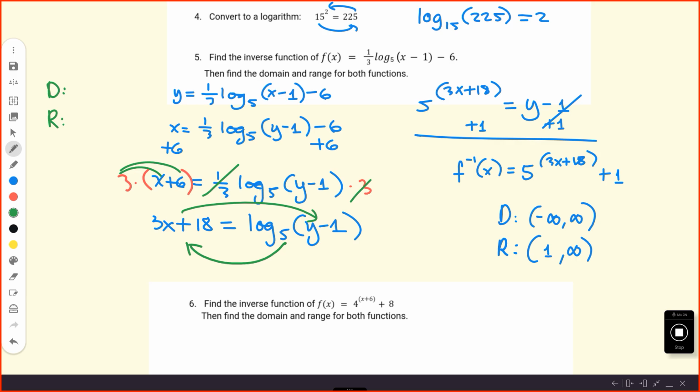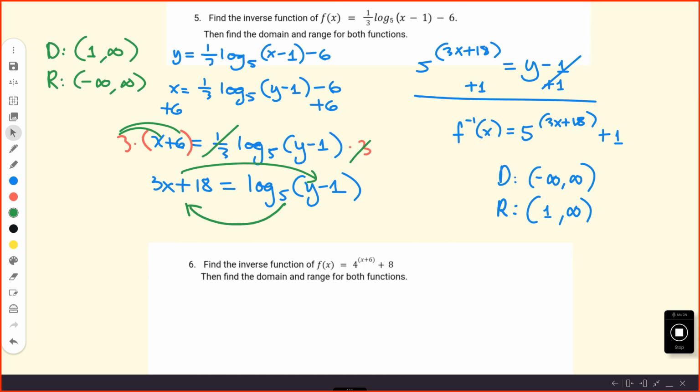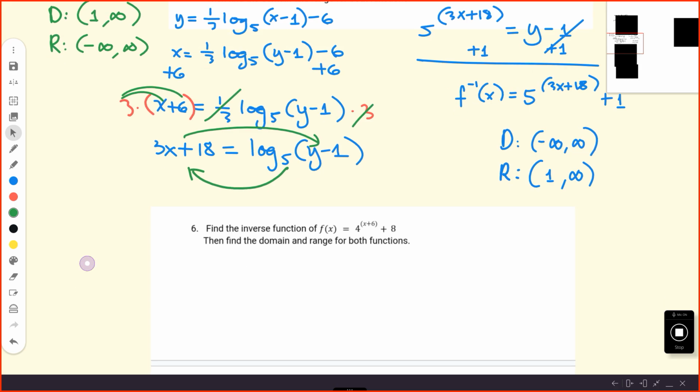All right. So again, we just have to flip this. So I can write 1 to infinity, and then negative infinity to infinity. That's going to be the domain and range of this function, the log form. Any question? Okay. Now, if you don't have any other questions, then we're going to proceed with number 6.